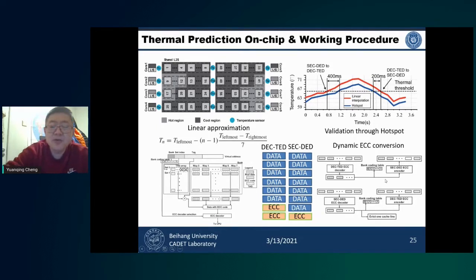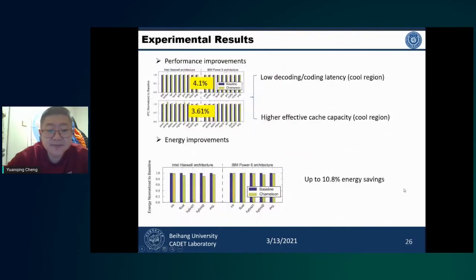And with a similar conversion procedure, we can convert the weaker SEC-DED ECC scheme to the stronger DEC-TED ECC scheme. But in this case, we have to evict 1 cache line so that we can use 2 cache lines to store the ECC code.